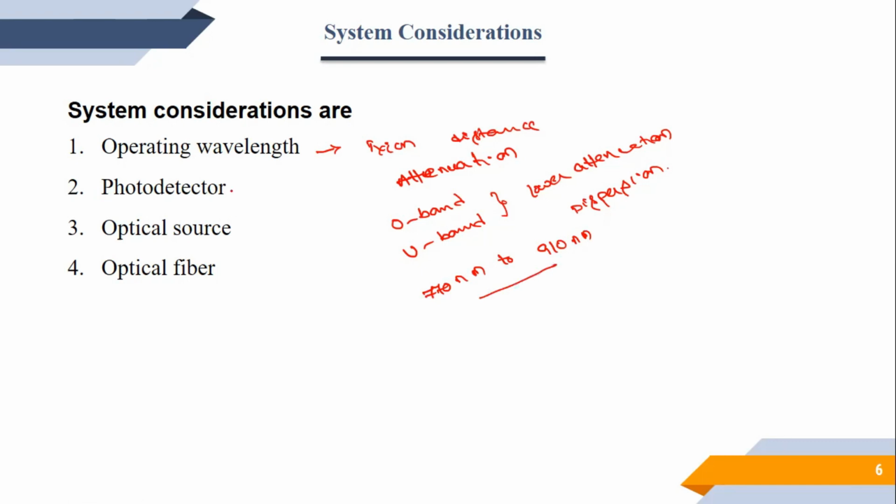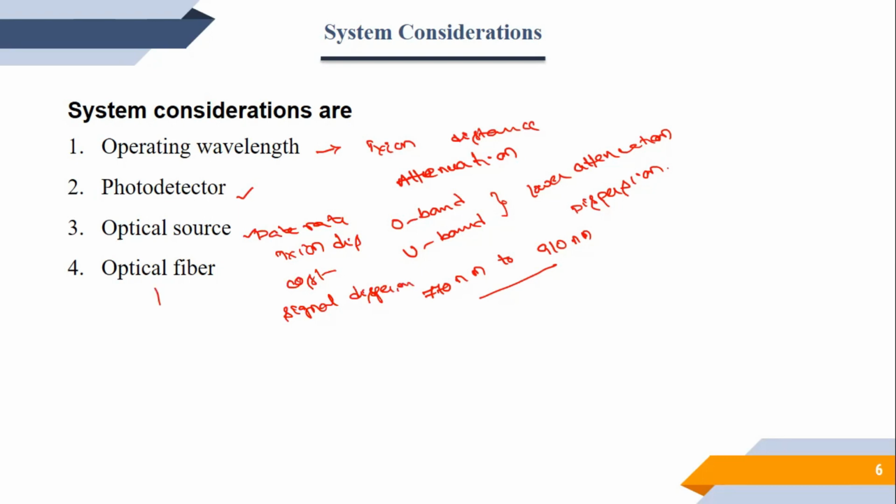And coming to the photodetector, to select a photodetector you must consider the minimum optical power that must fall on the photodetector to satisfy the bit error rate, and designing cost, circuit complexity, and bias voltage. And coming to the optical source, you must consider data rate, transmission distance, cost, and signal. So these are the factors you must consider.